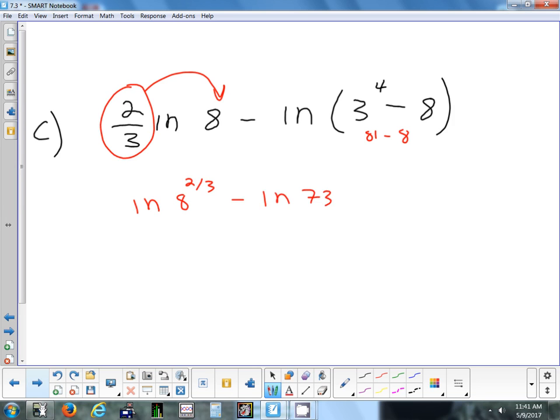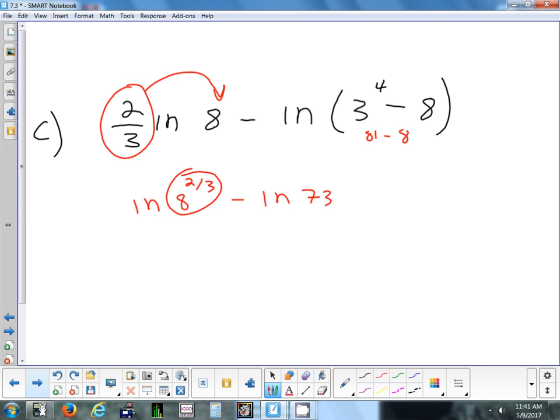If there's arithmetic you can do to simplify it, you might as well do that. Now, does anybody know how to do this without a calculator? 8 to the 2/3? Okay, well, the way you do it is the numerator is the power, and the number you divide by is the root. So the 2 is squaring, the divide by 3 means cube root. And you can do them in either order. You can square first and then cube root. Or you can cube root and then square.